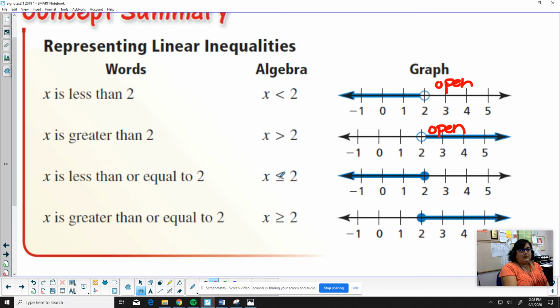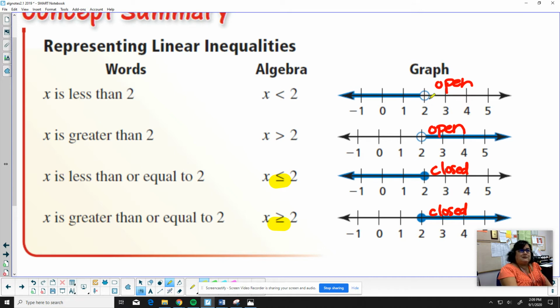This is x is less than or equal to 2. Notice how it has a closed circle, or we colored it in. And this one is x is greater than or equal to 2. So again, it has a closed circle, and it's shaded to the right. So you can see the ones that have the equals here and here, you color in those circles, and they're represented as closed, and the ones that don't have that are open.